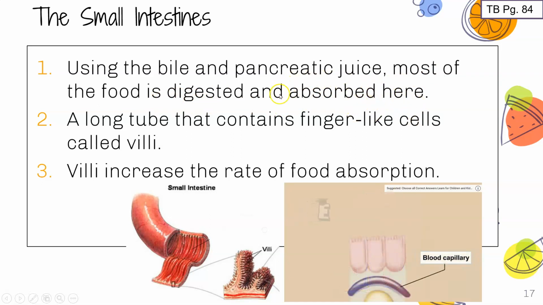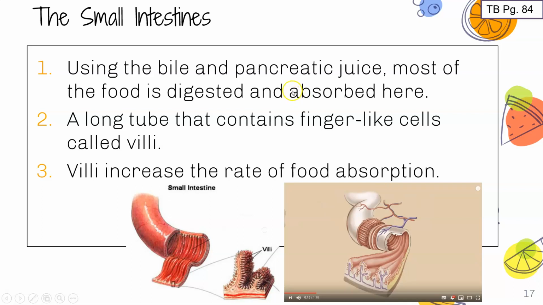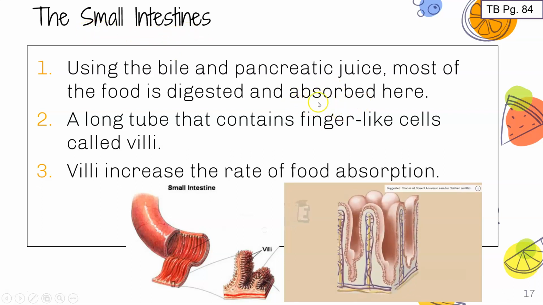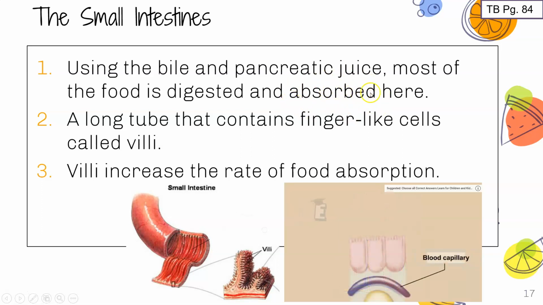So take note of this word here, absorb. This word so far has not appeared in the previous organs. Okay, so the previous organs like the stomach and the mouth cannot do absorption. Only the small intestine can perform absorption. And why can it perform absorption? That's because it is a long tube that contains finger-like cells called villi.